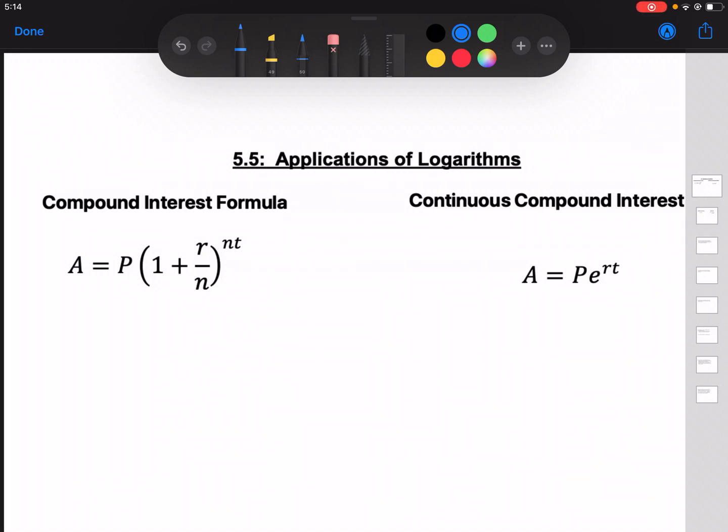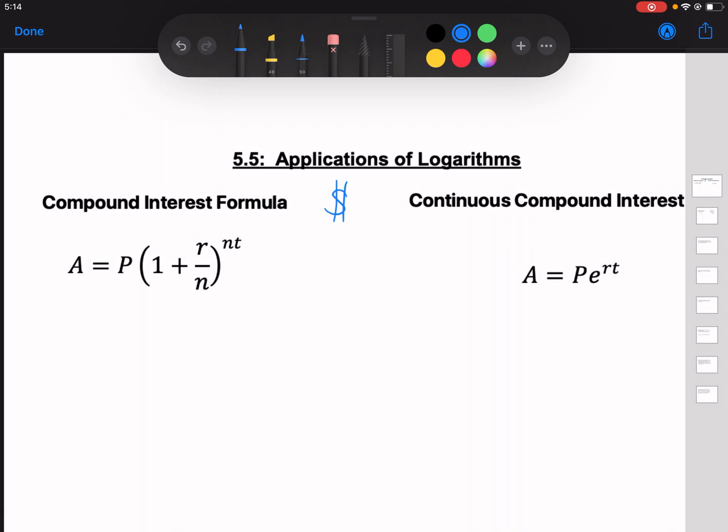Now it's time to go ahead and apply logarithms to real life situations. One of those real life situations is when it comes to investing money. So there's the compound interest formula and then there's the continuous compound interest formula. The difference between the two is just how many times something's being compounded.